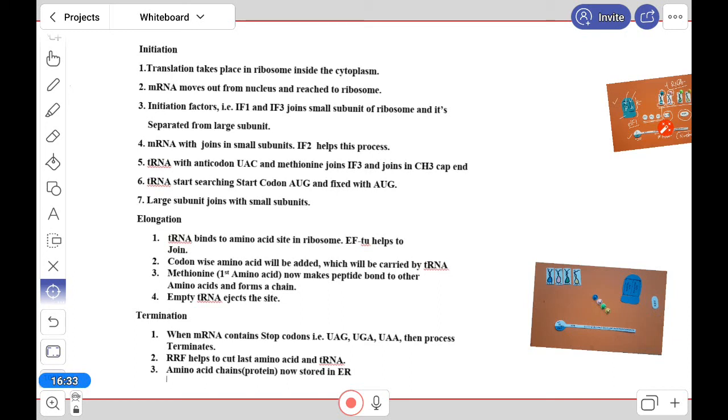Termination: when the mRNA stop codon appears, that is UAG, UGA or UAA, then the process will terminate because no tRNA will carry an anticodon or amino acids. RRF helps to cut the last amino acid from the tRNA, and so it is separated, and the chain is now stored in the endoplasmic reticulum. Okay, so you have to see this video several times to understand this and write it accordingly. Thank you.